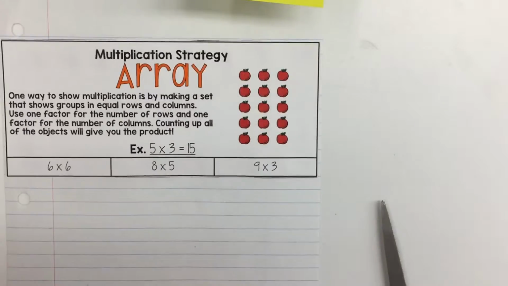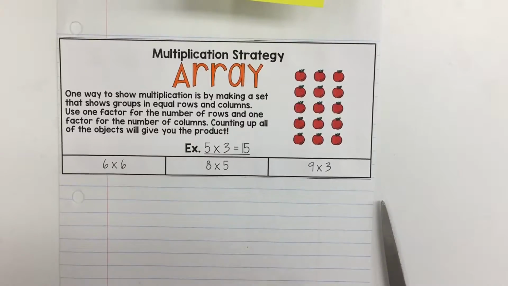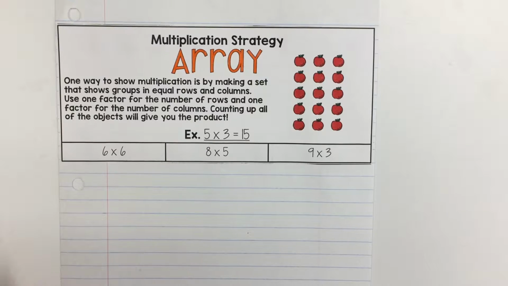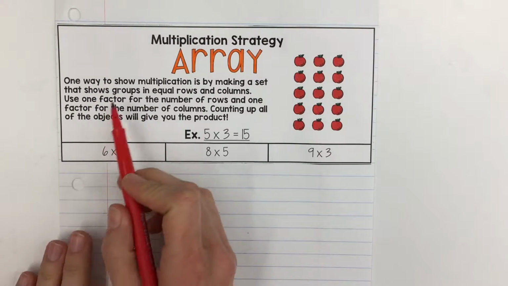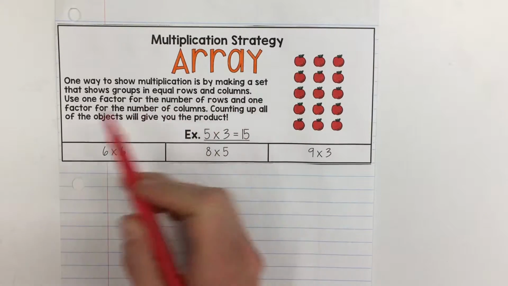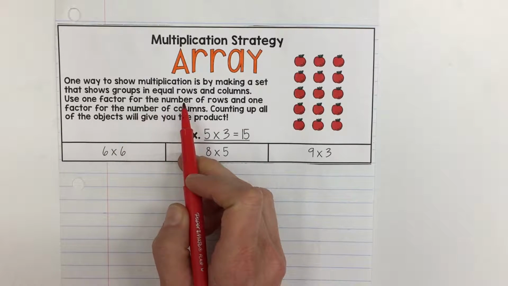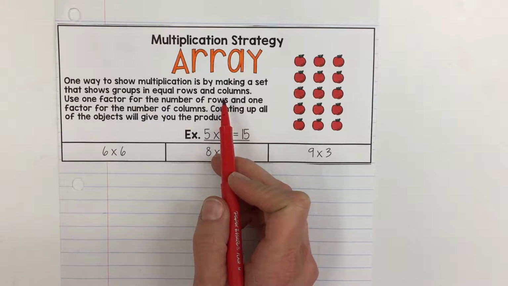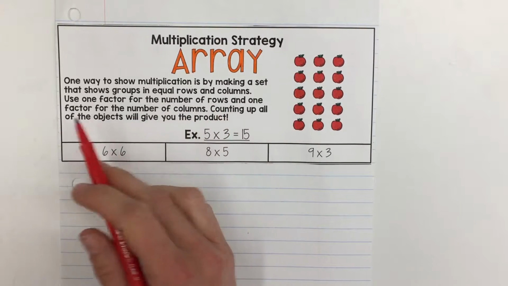All right. So what is this strategy? It's quite similar to one we've done before. Previously, we talked about the area model of multiplication, and this is very similar. I will go ahead and read this with you. It says, one way to show multiplication is by making a set that shows groups in equal rows and columns. So that's very similar to when we did the area model. We also had rows and columns.